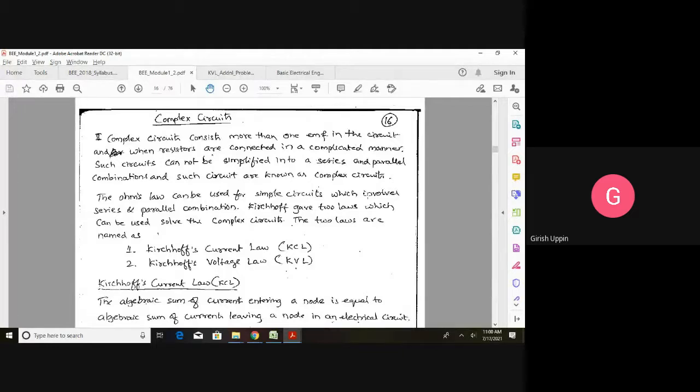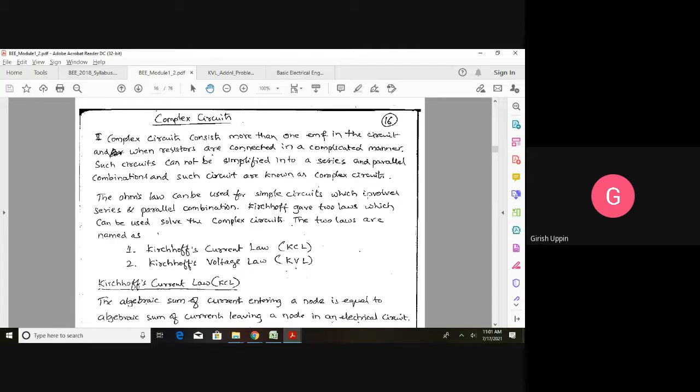So far what we saw are all simple circuits. Simple circuit means what? Looking at the circuit, we can tell it is connected in series and it is connected in parallel. Series-parallel combination we can easily identify. But in real world, the circuits are very complex. You will not understand whether they are really connected in series or parallel. There will be usage of multiple EMF sources and a different style of connection. So that makes the circuit complex, and there we cannot apply Ohm's law.